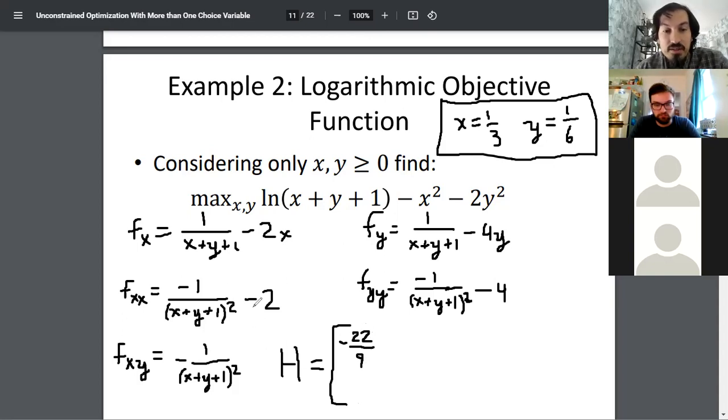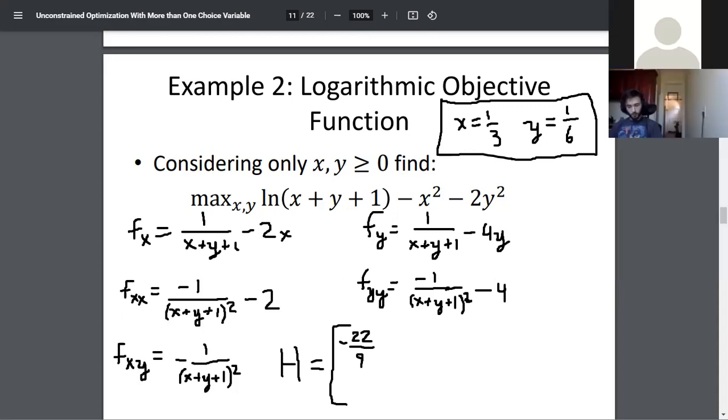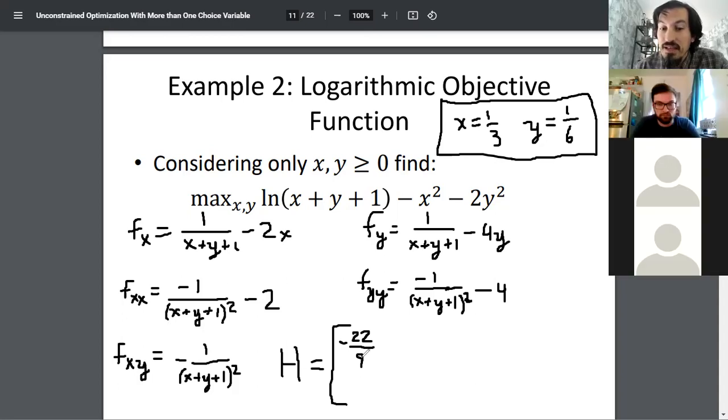Oh, did I do the -2? Yeah, I did. I did the -2. I just plugged it in. I checked it. You got the same answer? Somebody? I used the calculator and I got that too. -22/9? Yeah. Great. I think it's right.